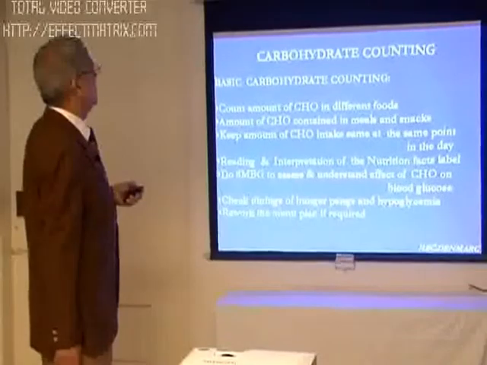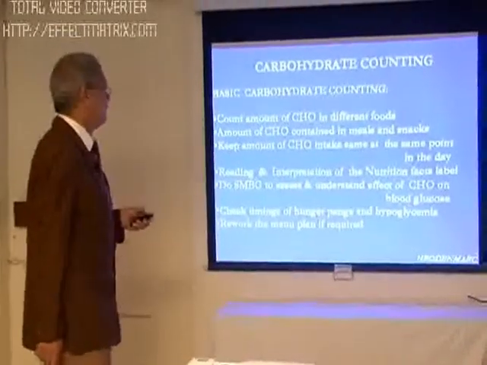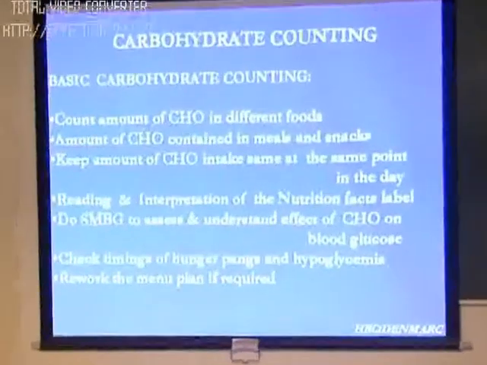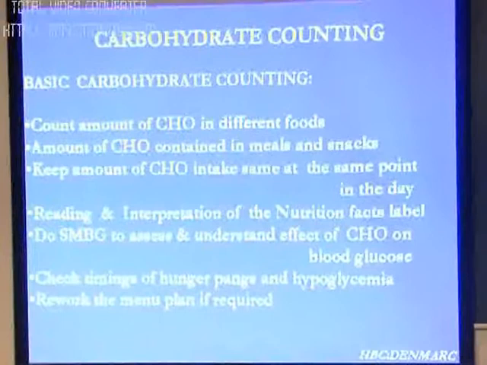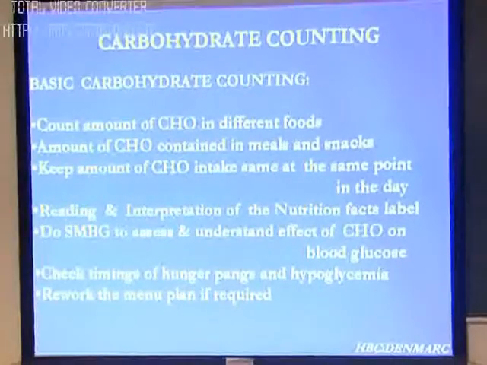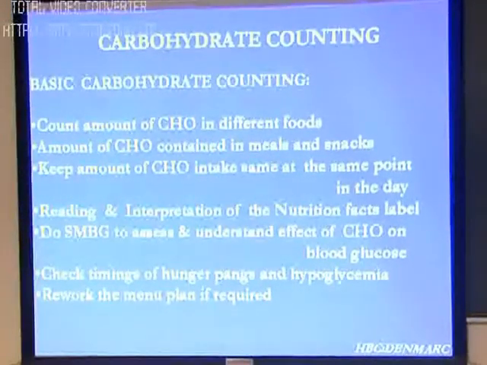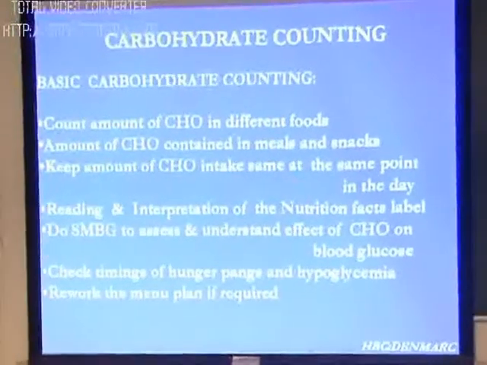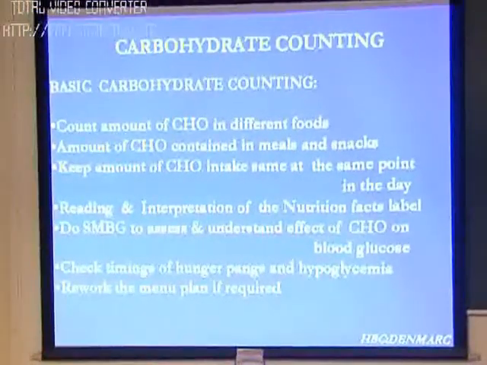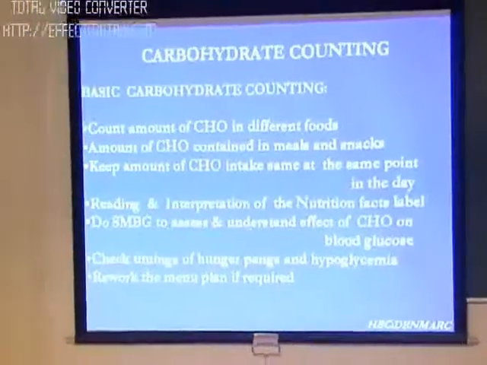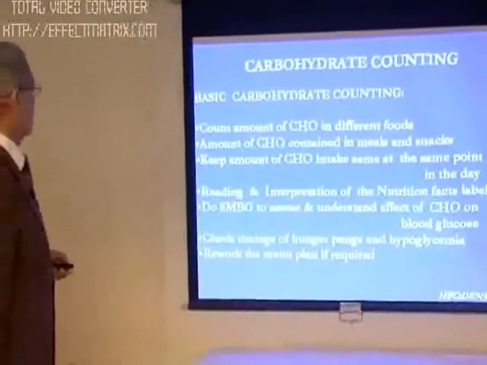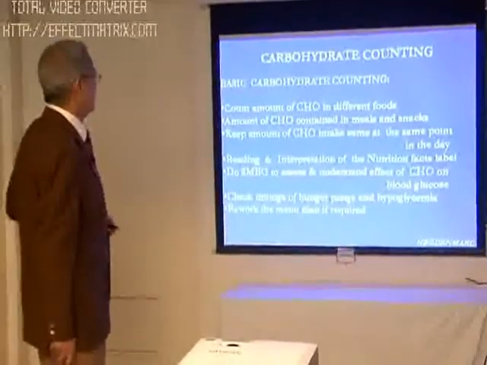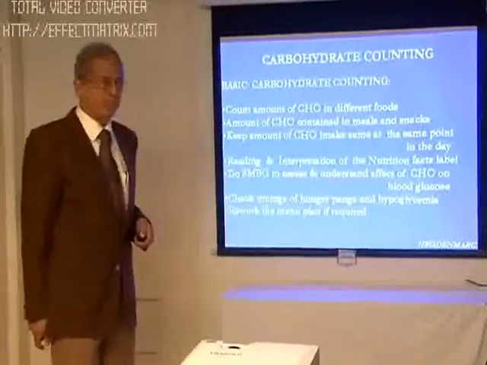Now, basic carb counting is done by trying to see the carbohydrates in each meal. You try to keep the amount of carbohydrate constant. Make sure that you read the nutrition labels very carefully in the foods which are packaged. You have to check blood glucoses frequently to judge that your counting has been correct. And you have to check for hypoglycemia, and if you find that there is a problem, either you rework the menu or you rework the doses.